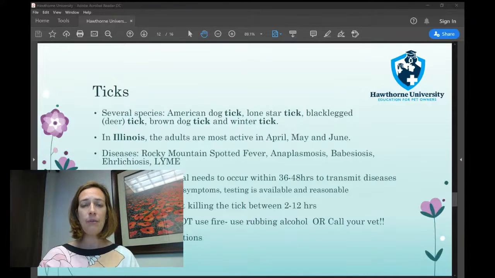My biggest thing that I want to preach to everybody is when you go to remove a tick, one, if you don't feel comfortable, bring your pet here. We will simply remove it. We don't mind doing it. We do it all the time. That's our job to make sure that it's done appropriately.